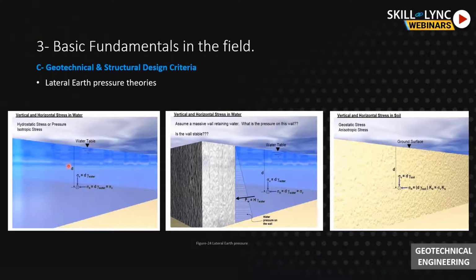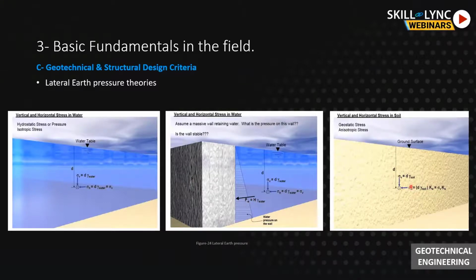Imagine we have water, and we have an element of water here and we need to calculate the stresses, horizontal and vertical. In this case, the vertical stress will equal D times gamma water, and the horizontal stress will be the same. So if we have a wall, the water pressure will be something like this, and the horizontal pressure equals the vertical pressure. But in soil, it's different.